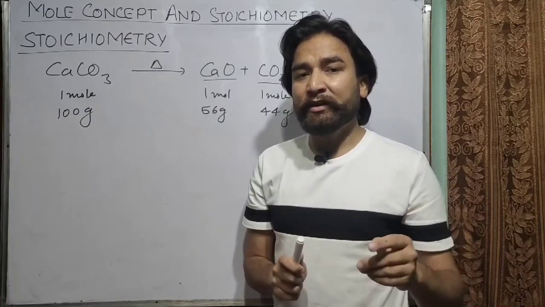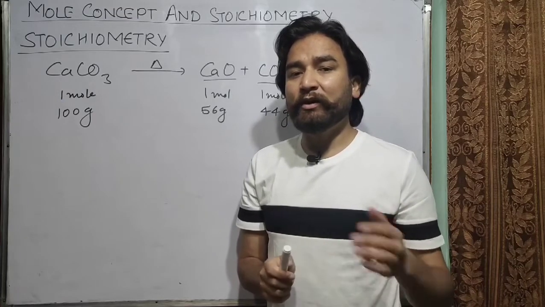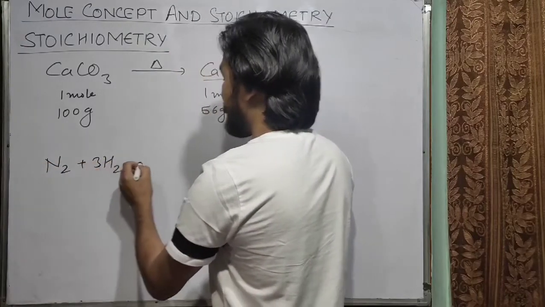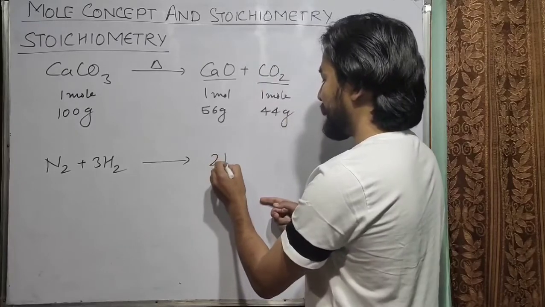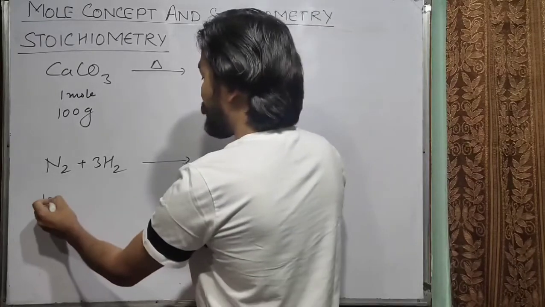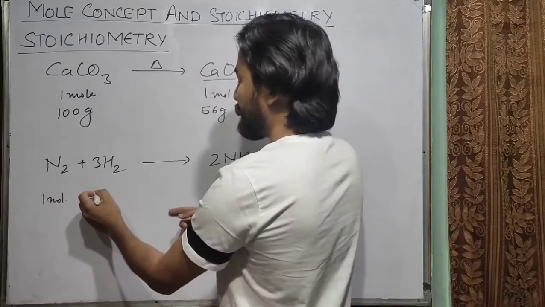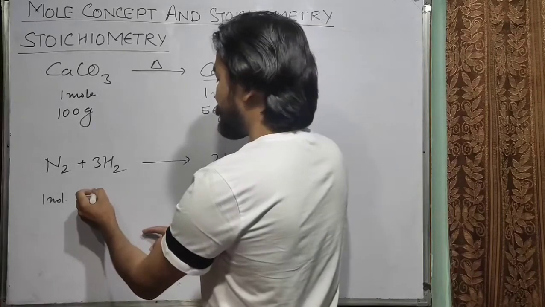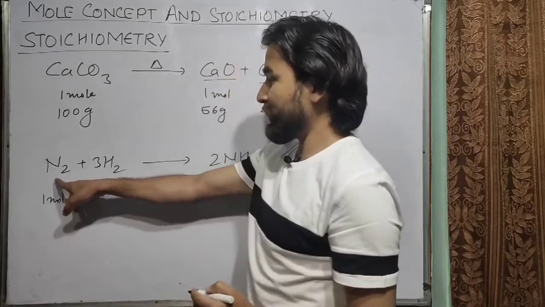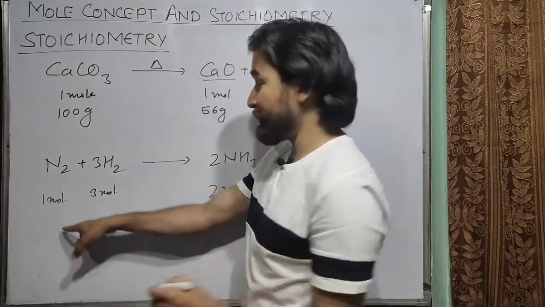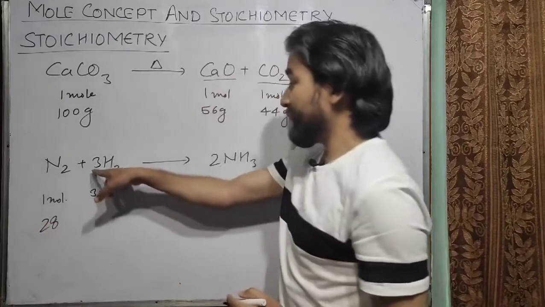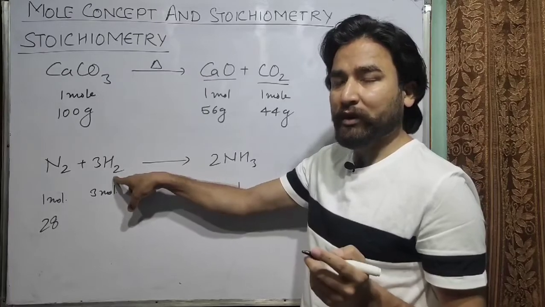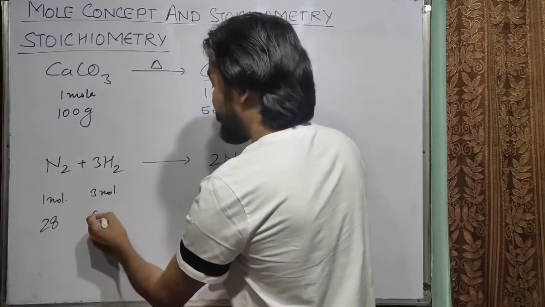Similarly, in case of gases, if you want to calculate the volume, you can also calculate it. For example, N2 plus 3H2, which are gases, will form 2NH3. So you can see 1 mole of nitrogen, or 1 volume of nitrogen, combines with 3 mole of hydrogen gas and gives 2 mole of ammonia. What is the mass of 1 mole of nitrogen? That is 28 gram. Now there are 3 moles of hydrogen. The molar mass of hydrogen is 2 gram, so 3 moles will be 6 gram.